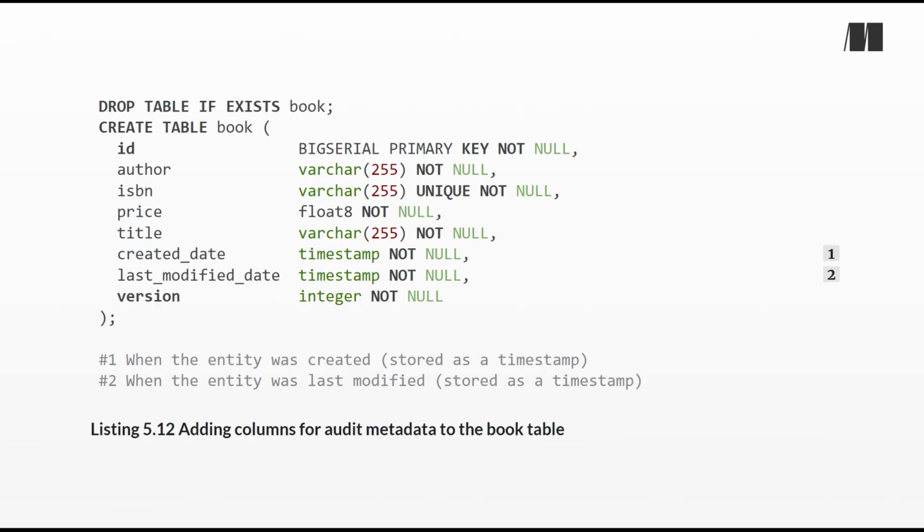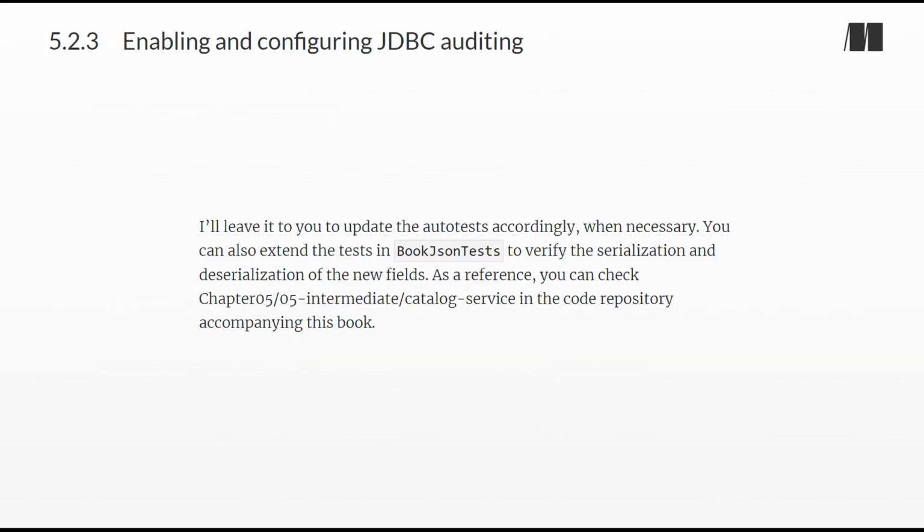Next, let's update the schema.sql file to add the columns for the new fields to the book table. Listing 5.12. Adding columns for audit metadata to the book table. I'll leave it to you to update the automated tests accordingly when necessary. You can also extend the tests in BookJsonTests to verify the serialization and deserialization of the new fields. As a reference, you can check Chapter05/05-intermediate/catalog-service in the code repository accompanying this book.